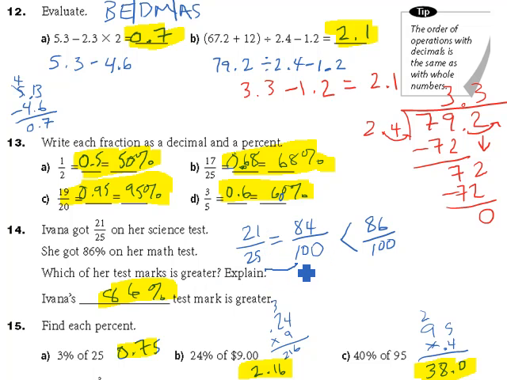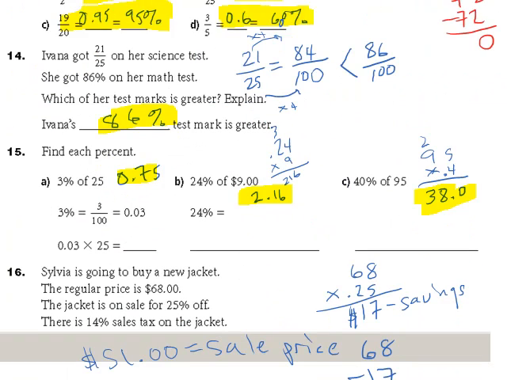The next one, Ivana got 21 out of 25 on her science test. She got 86% on her math test. All I did here was took 21 out of 25, turned it into hundreds. You can see you multiply by 4 up here, so you have to multiply by 4. You can see that's 84 out of 100, which is clearly less than 86 out of 100. 86% is greater.